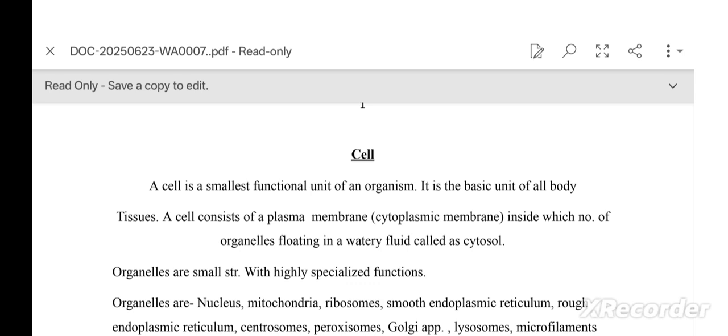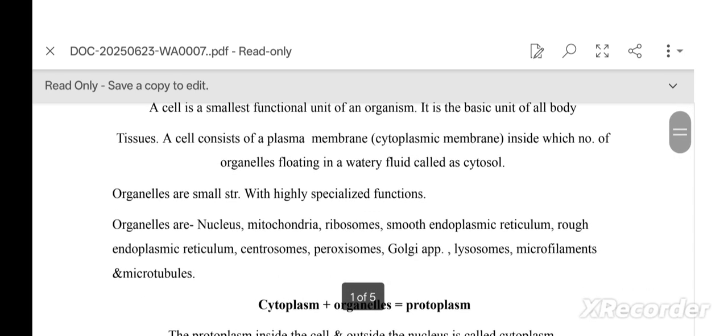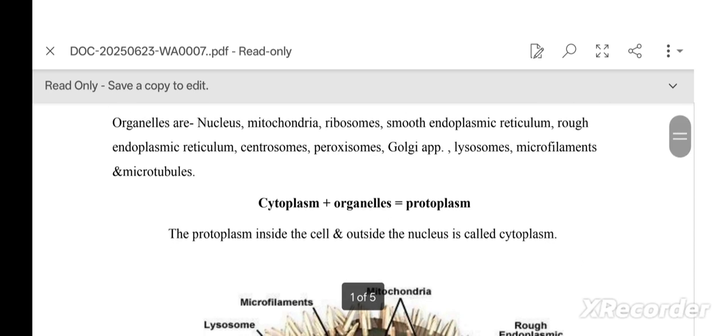Organelles are the nucleus, mitochondria, ribosome, smooth endoplasmic reticulum, rough endoplasmic reticulum, centrosome, peroxisome, Golgi apparatus, lysosome, microfilaments, and microtubules. Cytoplasm plus organelles is called protoplasm. The protoplasm inside the cell and outside the nucleus is called cytoplasm.